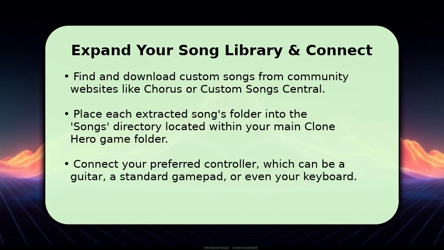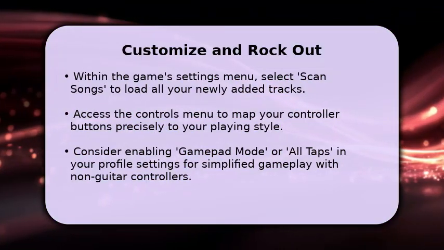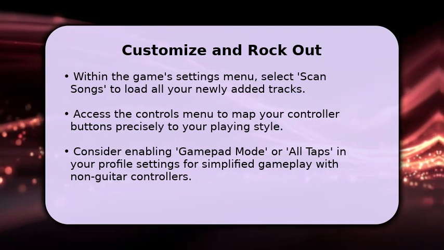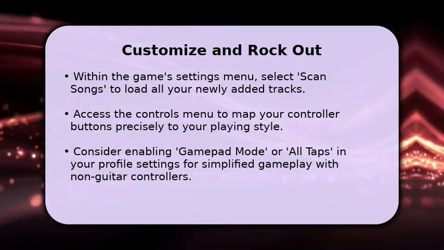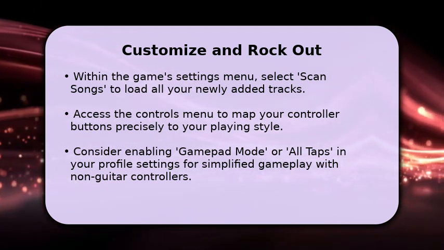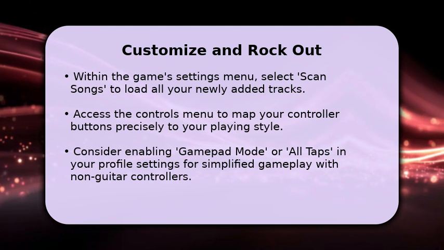authentic experience. With your songs added, launch Clone Hero and navigate to the Settings menu. Select Scan Songs to integrate your new tracks into the game's library. Next, head to the Controls menu to customize your button mappings for your chosen controller.